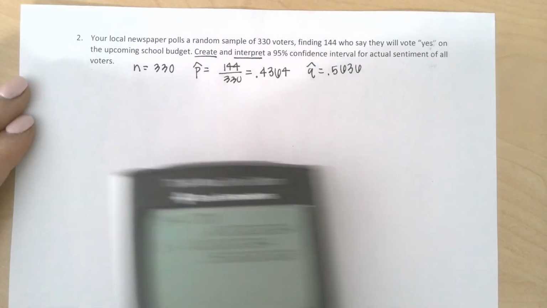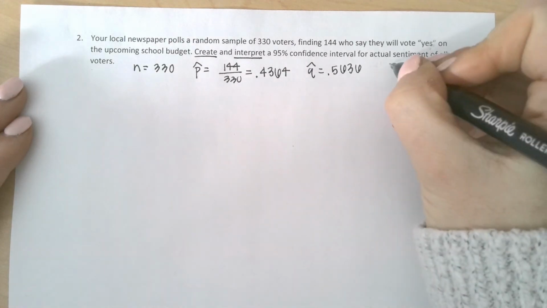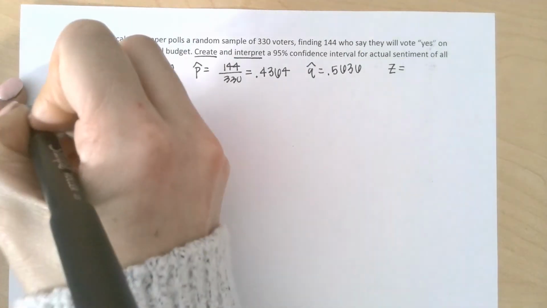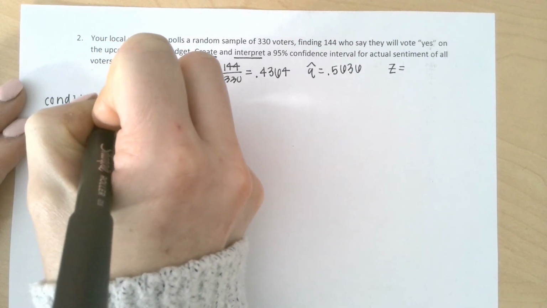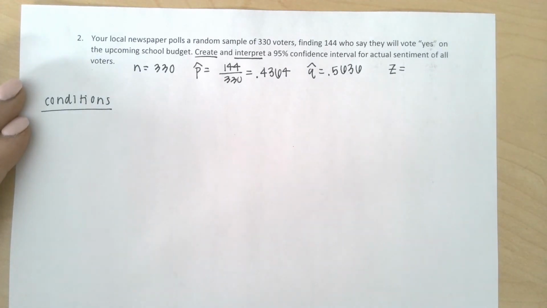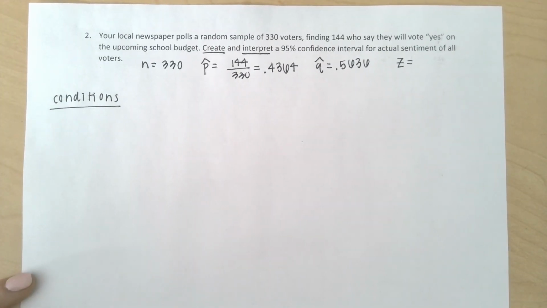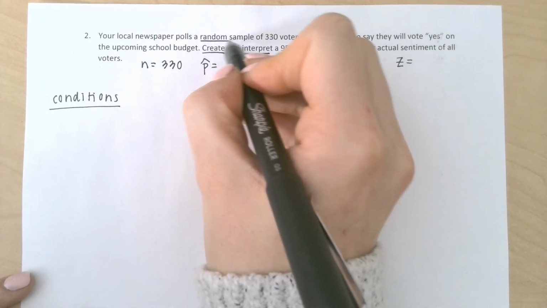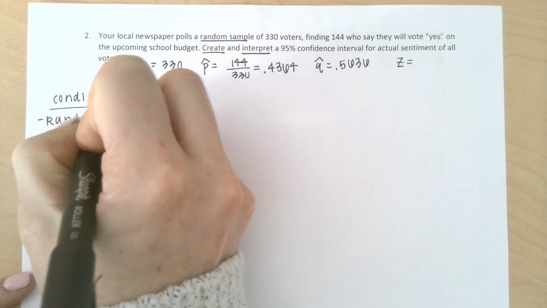Now, we haven't talked about this in that last one, but because we are using a normal model and we're trying to use a z-score, we do need to check conditions. What's nice is we're still working with proportions, so my conditions are the same as we've been working with for our sampling distributions. So the first thing I need is that random condition. This says that there was a random sample, so we know that that condition is met.